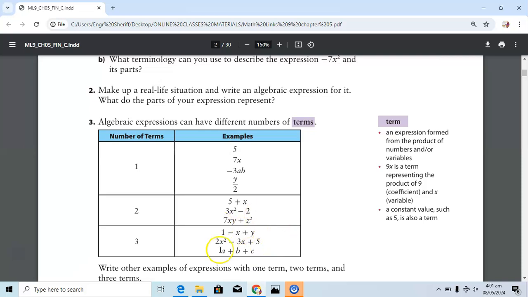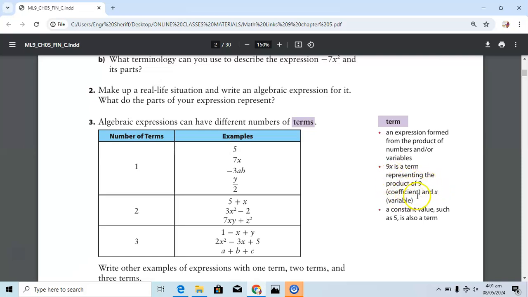These ones here, 2x squared minus 3x plus 5, and a plus b plus c, all have 3 terms. Take note, it is very, very important. A constant value such as 5 is also known as what? A term. Don't think that just because 5 has no letter next to it, it's not a term. A single number that is simply equal to 5 is also referred to as a term.